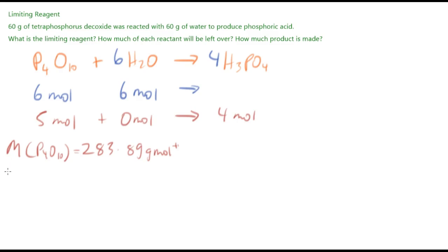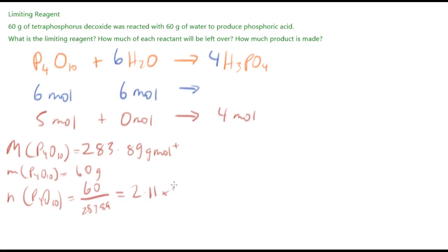So if we know that and we know the mass of P4O10 is 60 grams, so we know the number of moles of our P4O10 should be 60 over 283.89. I'm going to let you go ahead and actually calculate that for me. And what you should have gotten is 2.11 by 10 to the negative 1 moles. So that's how much, from the 60 grams of P4O10, that's how many moles we have in the reaction.